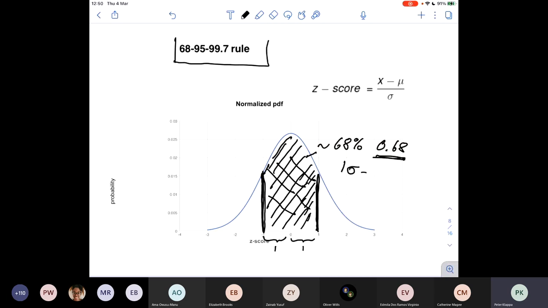So 68% is the area under this curve here, for one standard deviation above and one standard deviation below the mean, which is in this case zero. That's 68%. One standard deviation to the right and to the left. Okay, so that's this one here.